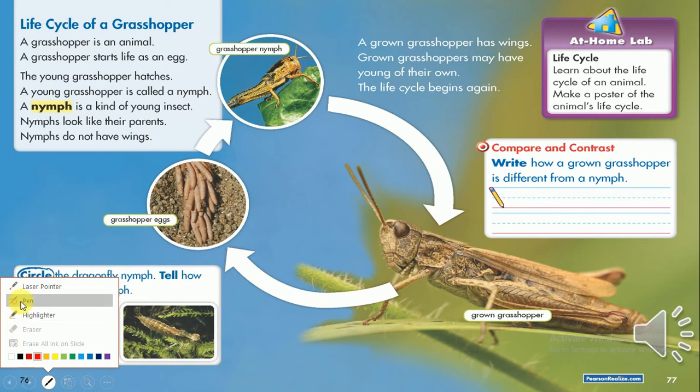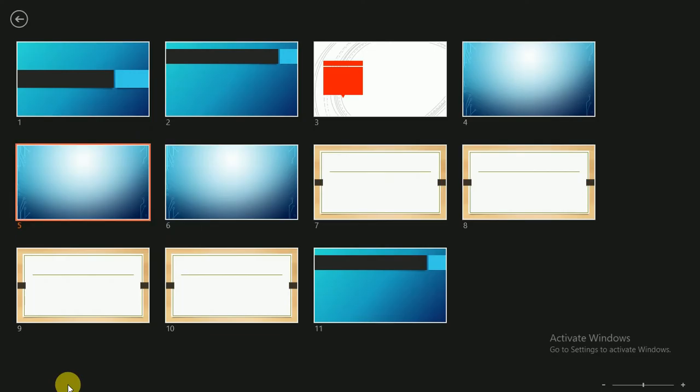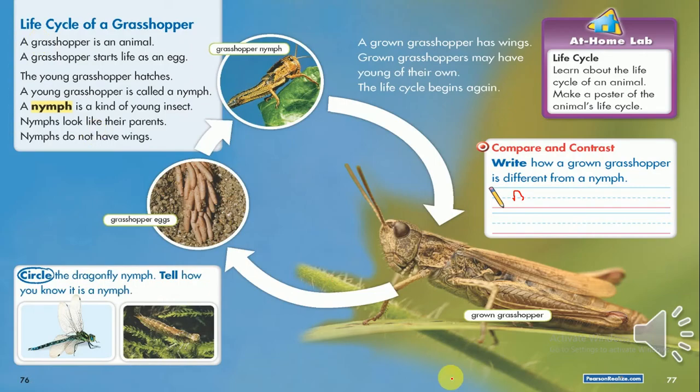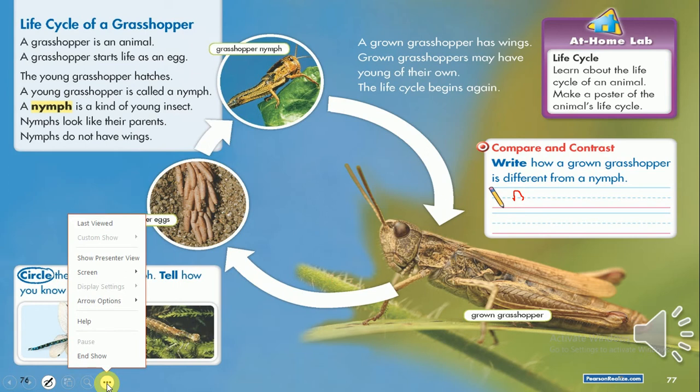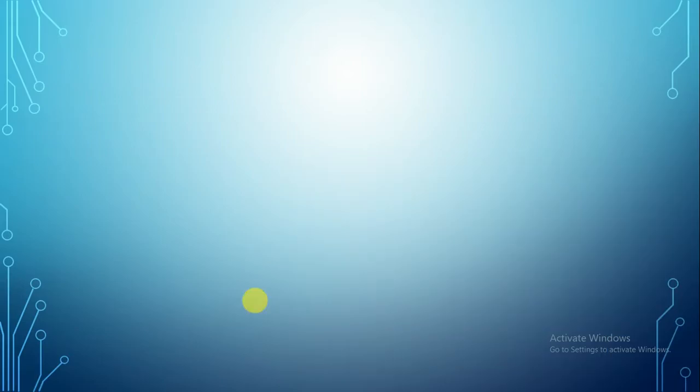We're gonna write nymph. Yes, you will write better than me, okay? Nymphs look like the adult. Nymphs look like the adult, but don't have wings. I'm sorry. Nymphs look like the adult, but don't have wings. Okay, so let's move on.